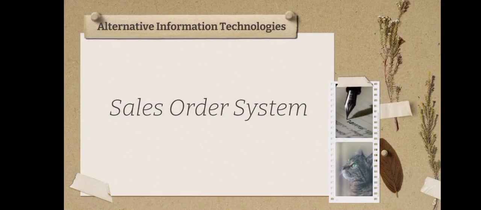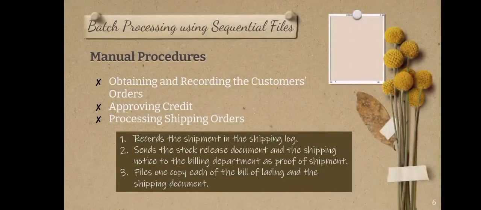On the first one, this section examines the alternative information technologies used to support revenue cycle activities. The first of these is a sales order system that employs batch processing and uses sequential files for storing accounting records. This is an example of an early legacy type system. This approach characterizes the era of data ownership in which files were designed exclusively for the use of a single user. So, batch processing using sequential files.